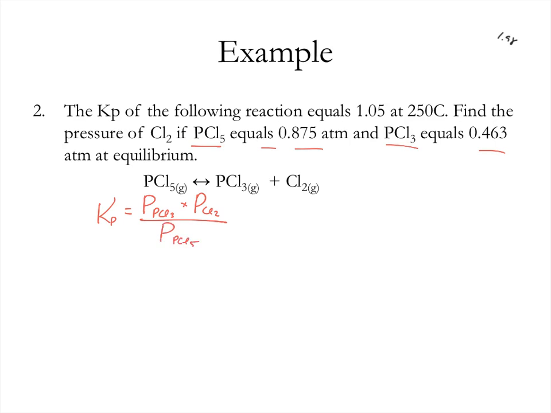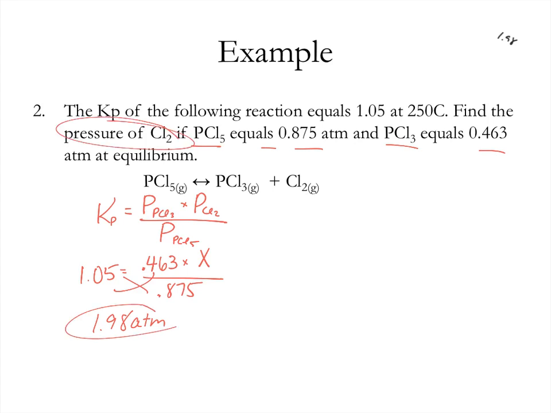So now we'll substitute in the numbers that we have. Kp is 1.05. The pressure of PCl3 is 0.463. Pressure of chlorine is our unknown, and the pressure of PCl5 is 0.875. So when you cross multiply and then solve by dividing by 0.463, I got 1.98, and that would be in atmospheres because we're looking for the pressure of chlorine.